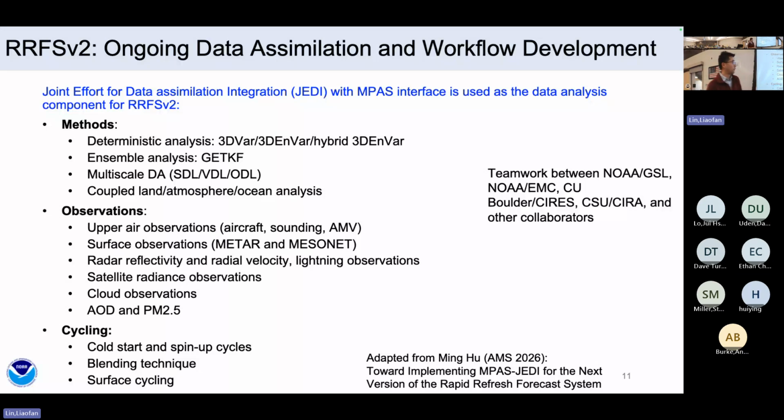And in terms of the observations, we have upper air observations. We have surface observations, radar and lightning observations, satellite observations, and then cloud and aerosol, so LiDAR and PM2.5 aerosol observations. And besides, we have our cycling. We need to investigate our cycling strategy to understand how it benefits our system.